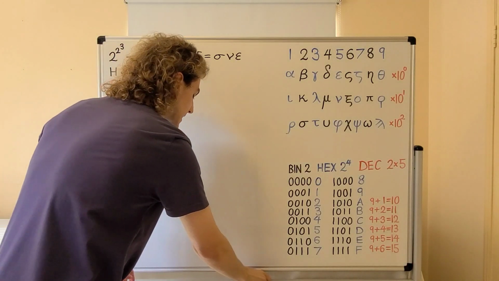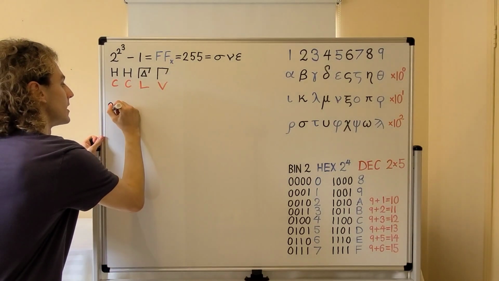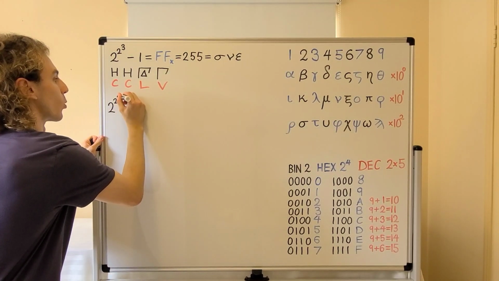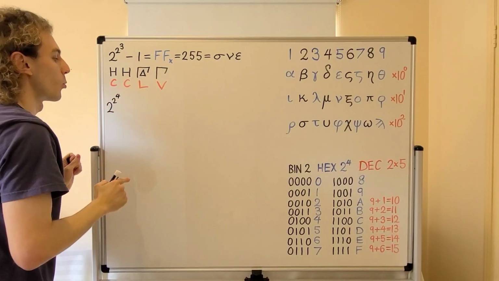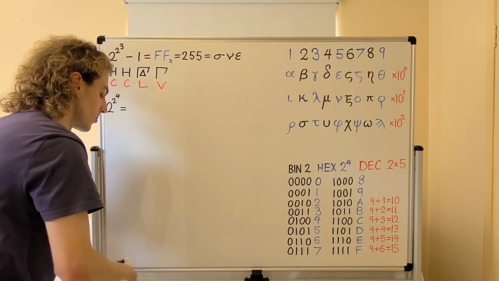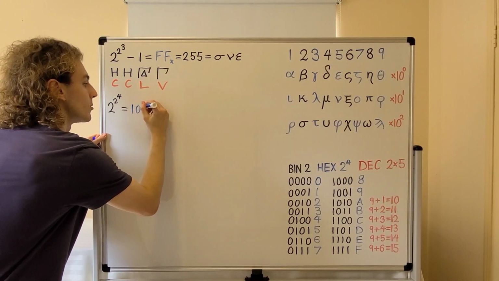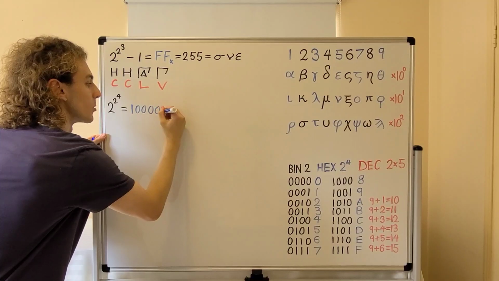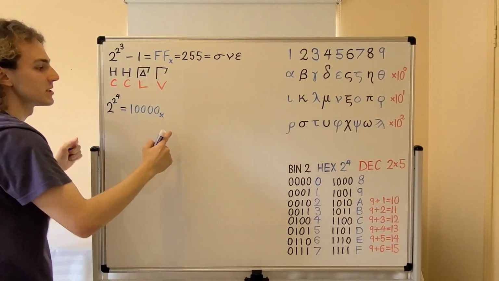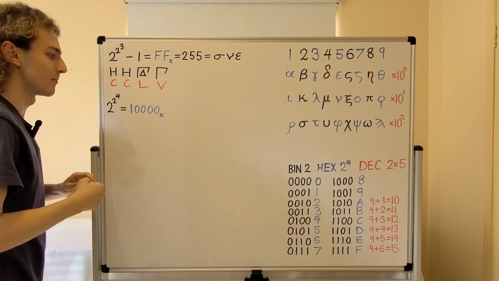Let's have a look at the next example. The next example is 2 to the power of 2 to the power of 4. And this time we won't subtract 1. So first, let's write this in hexadecimal. In hexadecimal, this would be 1, 0, 0, 0, 0. And I'll write a subscript x because this is a hexadecimal number. So we're using positional notation over here.